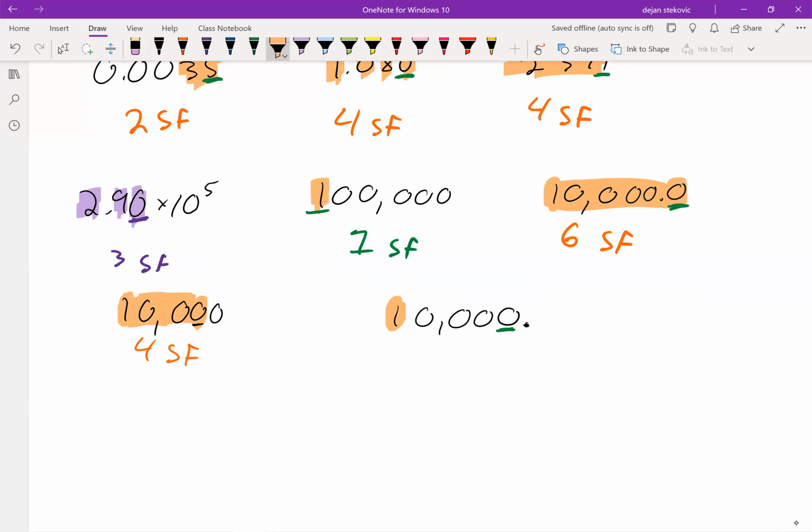So the 1 is significant. This 0 is significant because they included that decimal point to the right of it. And then the zeros are trapped in between, so they also become significant. So we have 5 sig figs here, with our uncertain digit being in the 1's place.